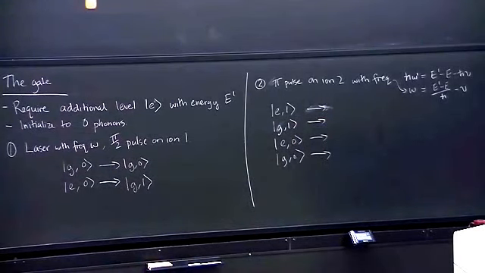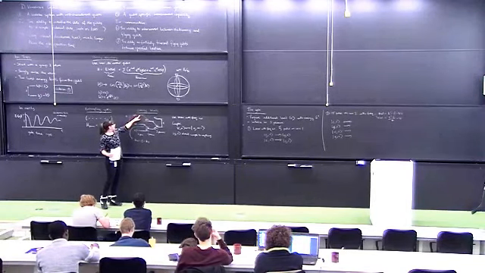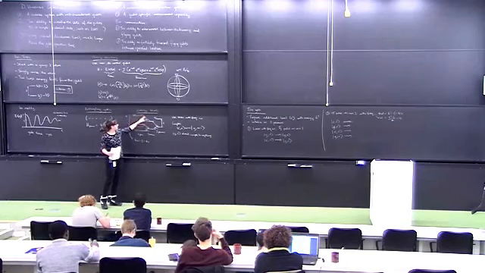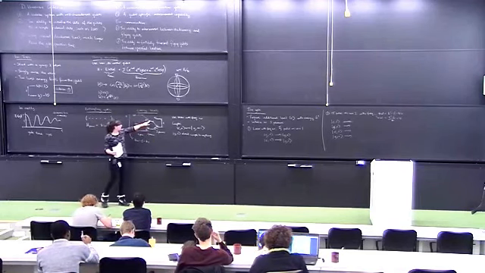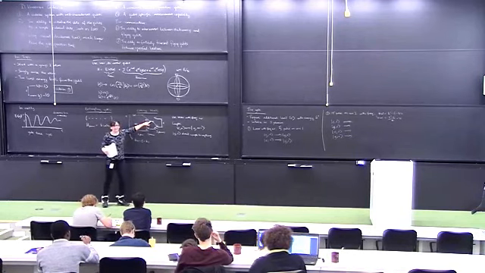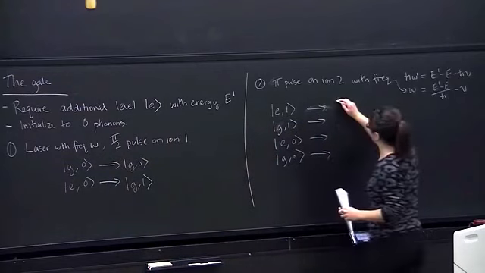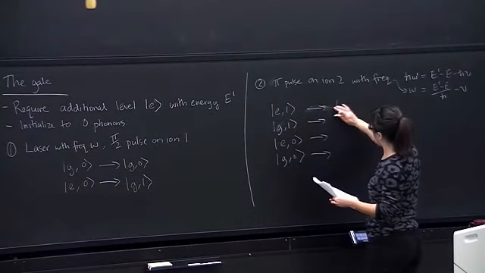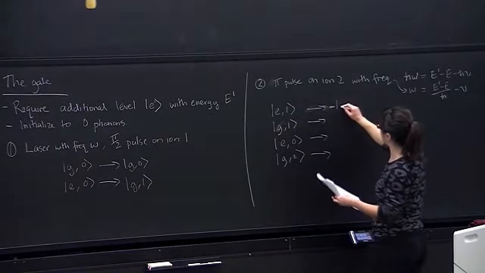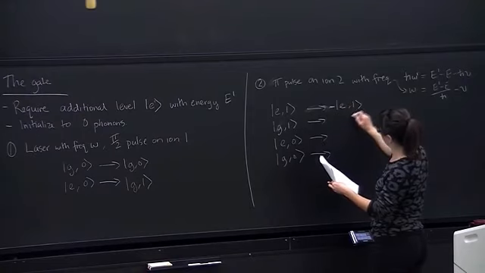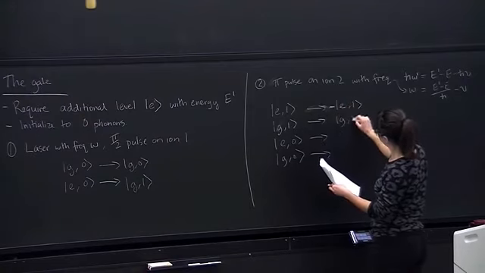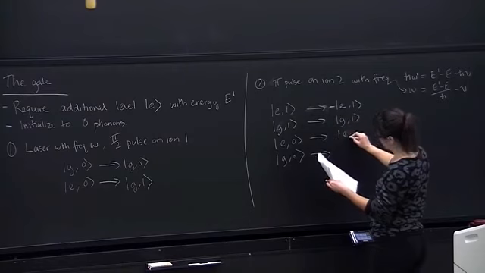Because this laser transition is only coupling this higher energy state to that one, that's the only one that's going to be affected. So if you're in any of these 3, nothing's going to happen. But if you're in this state, you're going to pick up a minus sign. So this guy gets a minus sign. And nothing happens to these.